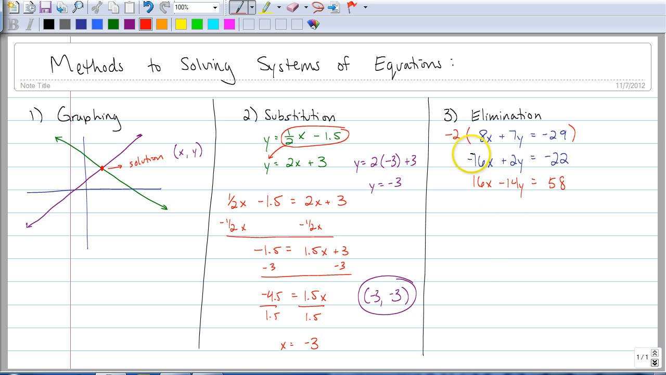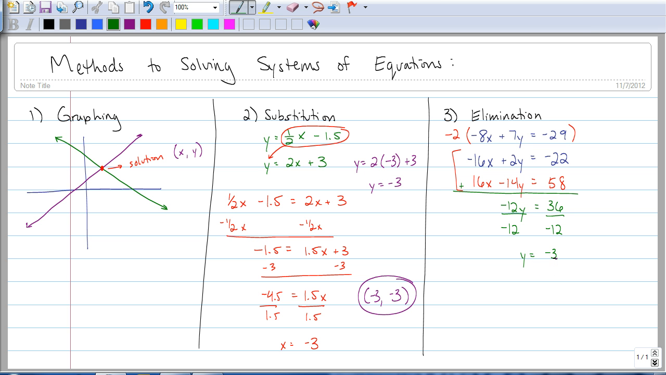So now I'm done with that first equation, but notice with this new equation that I just came up with, and the other equation that I didn't do anything with, the -16x and the 16x, if I add these two equations together, the x's will be gone, because -16x plus 16x is 0, so it's 0x or no x's, and 2y plus -14y, well, that's going to be -12y, and -22 plus 58 is going to be a positive 36. So now I just divide both sides by -12, and I get that my y value is -3.